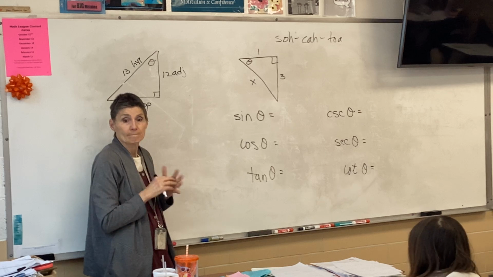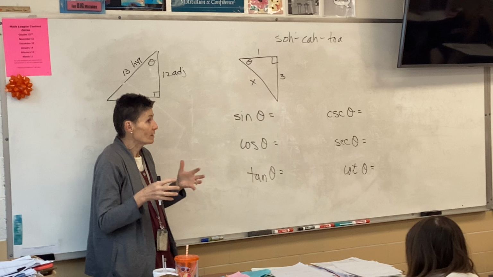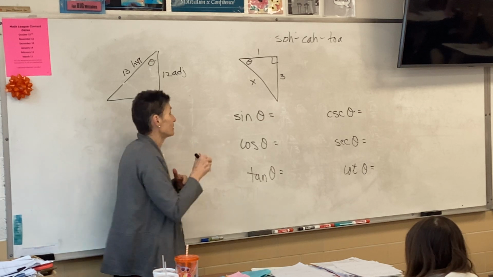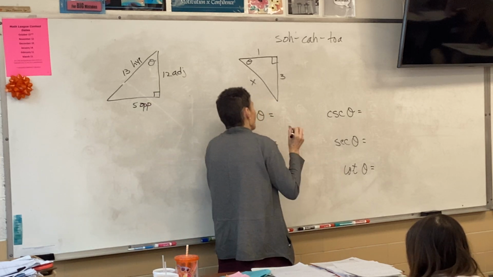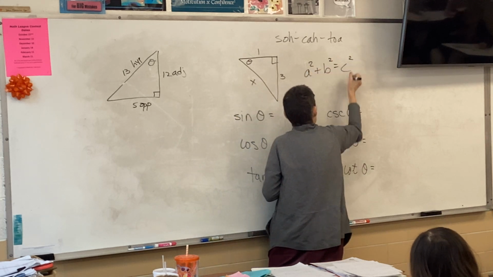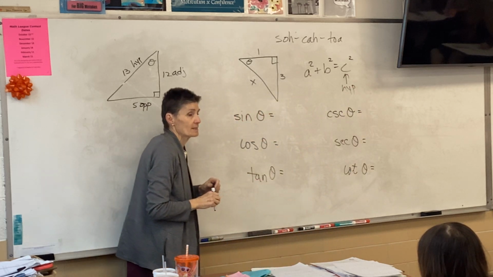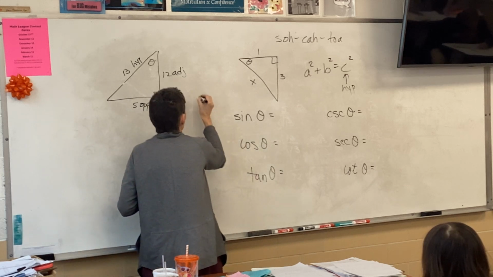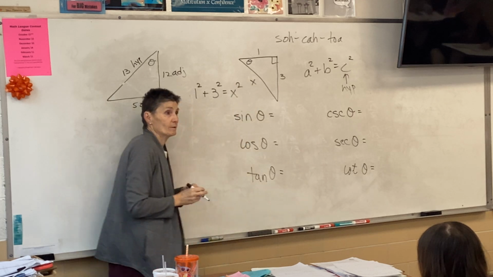So, formulas of a squared plus b squared equals c squared. What do we call that? That's called the Pythagorean theorem. And caution, caution, caution. When you do the Pythagorean theorem, this is the hypotenuse. The one that's all by itself is the hypotenuse. Always. So we're going to have 1 squared plus 3 squared equals x squared. Do you agree with that?